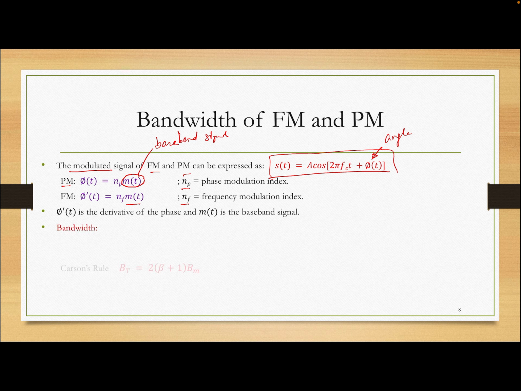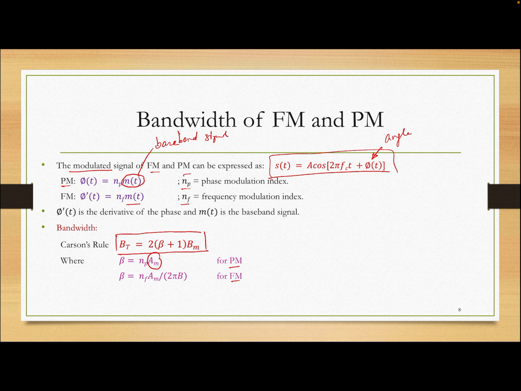Now let's look at the bandwidth. Carlson's rule, this is important. It's the same formula for FM and PM, but the difference is that beta is different. Beta for PM is the phase modulation index multiplied by the maximum amplitude. But for FM, it is the frequency modulation index, divided by 2 pi, times the maximum amplitude. This is the difference. B is the bandwidth of the baseband, and A m is the max value of m t. But the max value doesn't concern the sign.